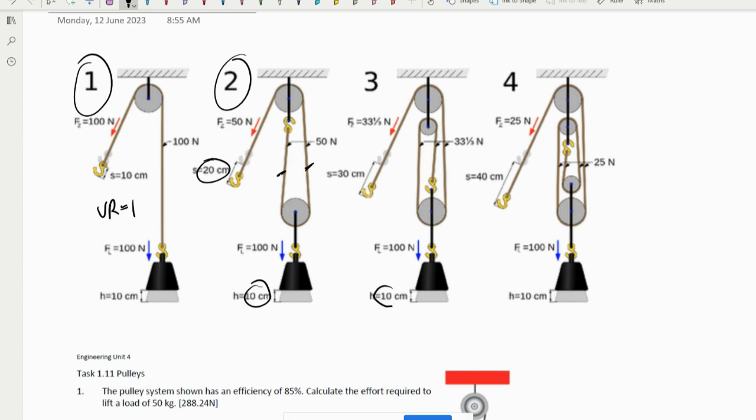We can have a look here at the distance moved by the load compared to the effort. So that's 3 times the amount. Let's count up the amount of ropes attached to the movable pulley: 1, 2, 3. Velocity ratio, 3.